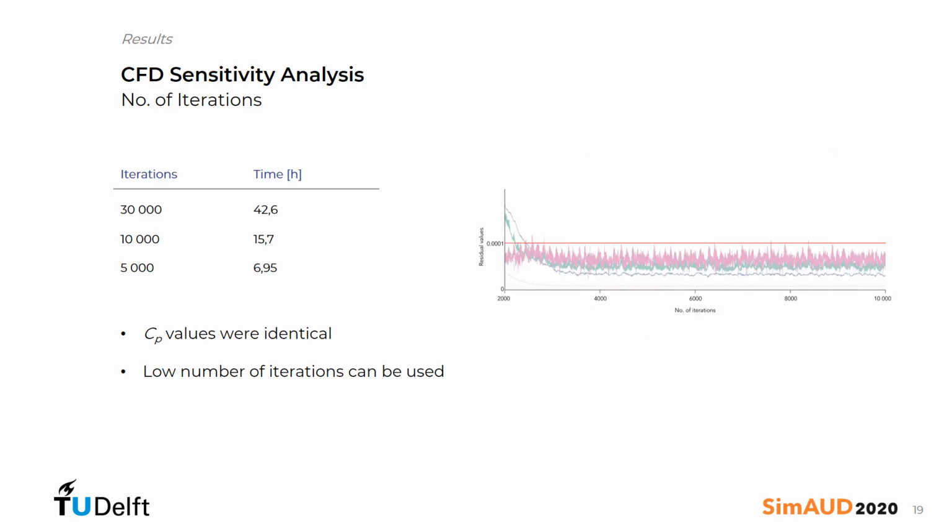Thus, for the sensitivity analysis, first the number of iterations was reduced down to 5,000 from the initial 30,000, and we see that the time was also reduced down to a little less than 7 hours. And the pressure coefficient values were identical in each case.